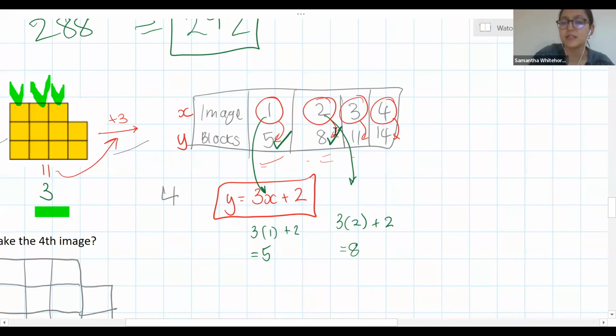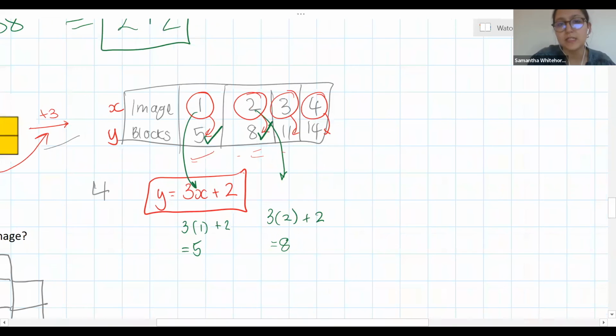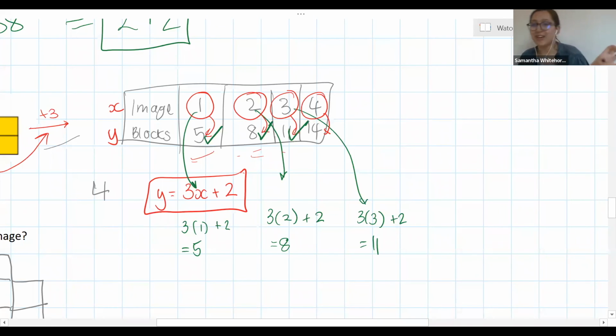That is correct. If I keep going and substitute in 3, 3 times 3 is 9 plus 2 is 11. That's correct. And so what I've done is I found a general rule that will help me find any term. So back to Tulile's question, if I asked you for the 6th image or the 50th image or the 100th image, you could now go find it because you've got a rule. And this is one of the ways we represent relationships, through these rules.